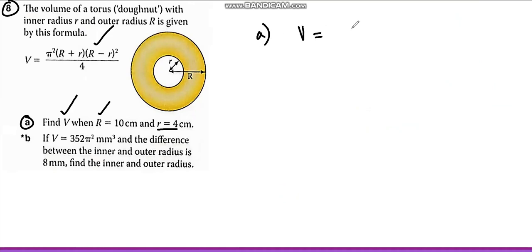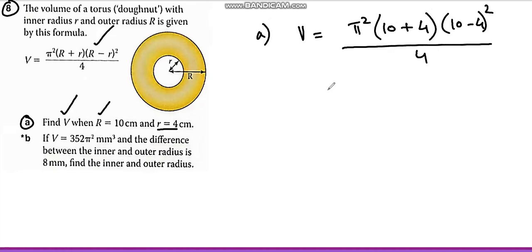So volume is equal to pi square r, where capital R is 10 plus small r is 4. And then again 10 minus 4 and its square. I'm substituting the values directly. So after further solution, I can use the calculator to finalize my solution. Then I will get 1243.6. This is the rounded number, and this is the volume. So this should be represented in centimeter cube.